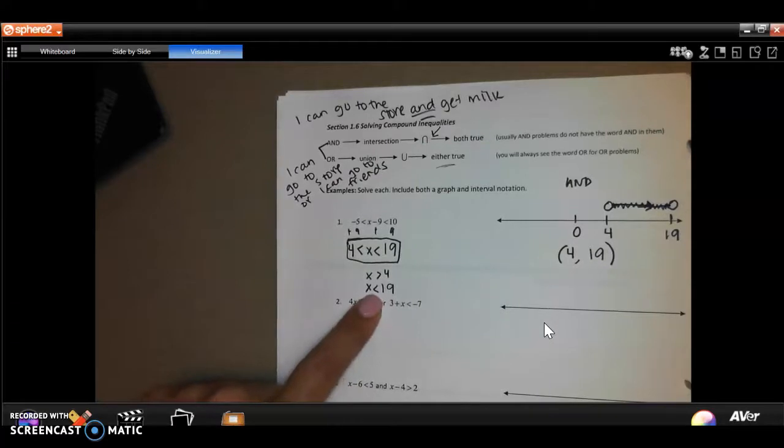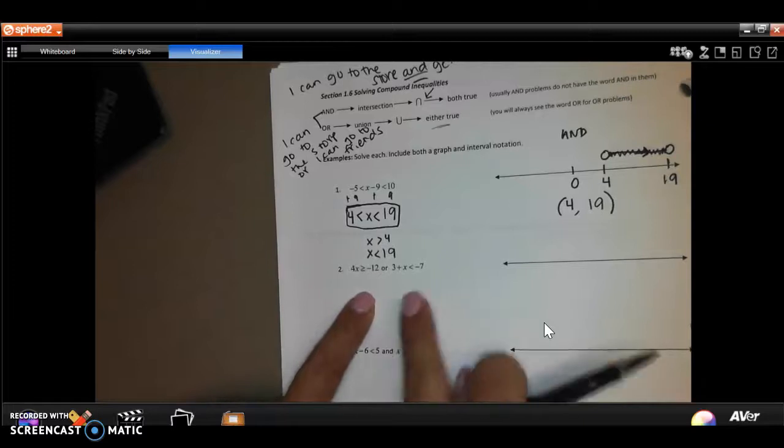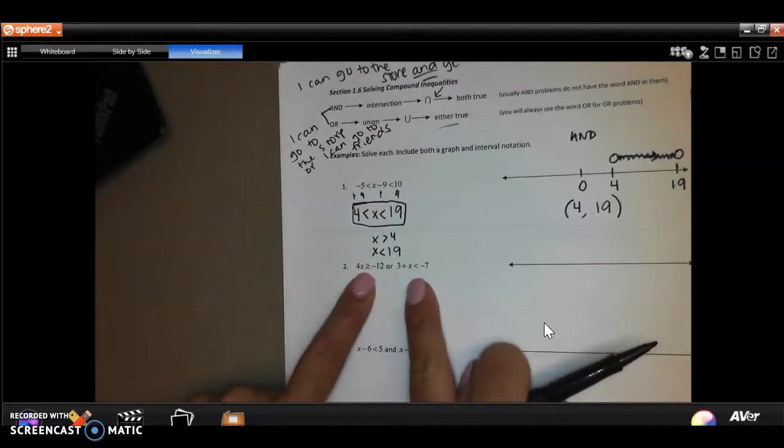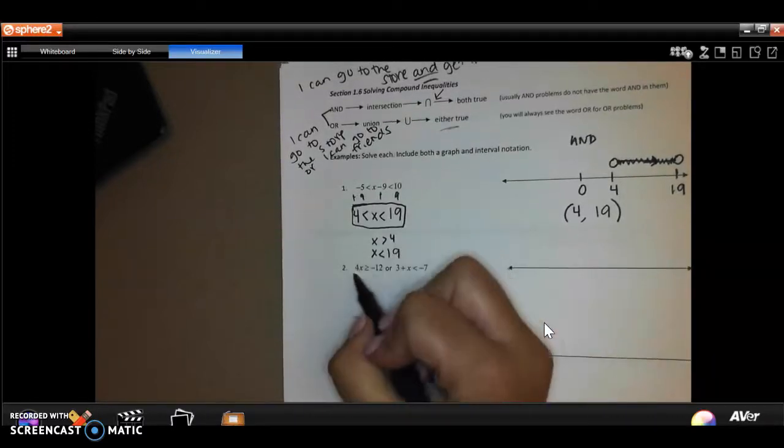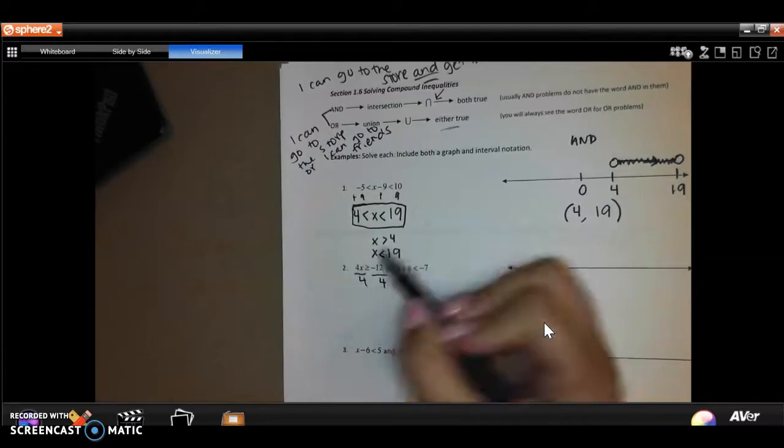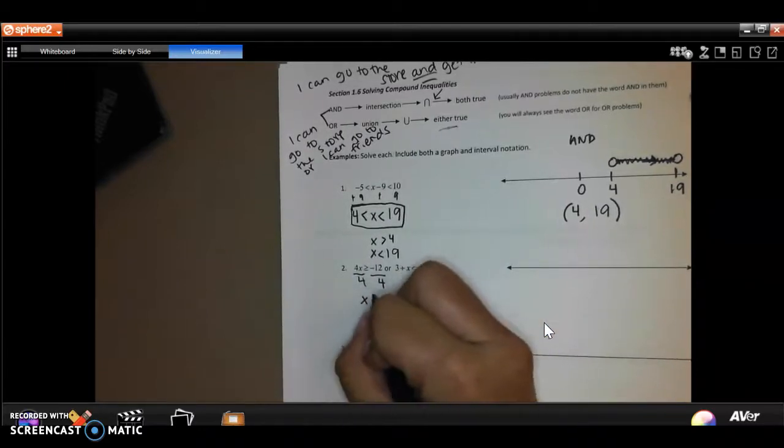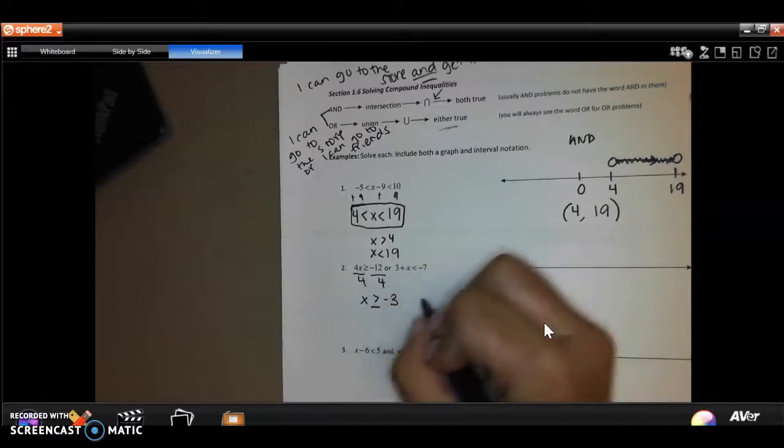All right, let's try this next one. This one is going to be an or. So again, we're going to solve these as two separate inequalities. For this first one, I'm going to divide by 4. Divide by 4. You get x is greater than or equal to -3.